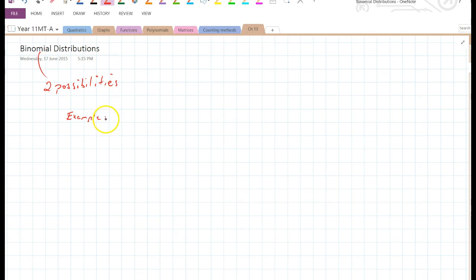So for example, let's say the probability of hitting a target, and that target could be a basket in basketball. It could be a target in archery. It could be throwing a piece of paper at a bin. The probability of hitting a target is, let's say, 0.4.